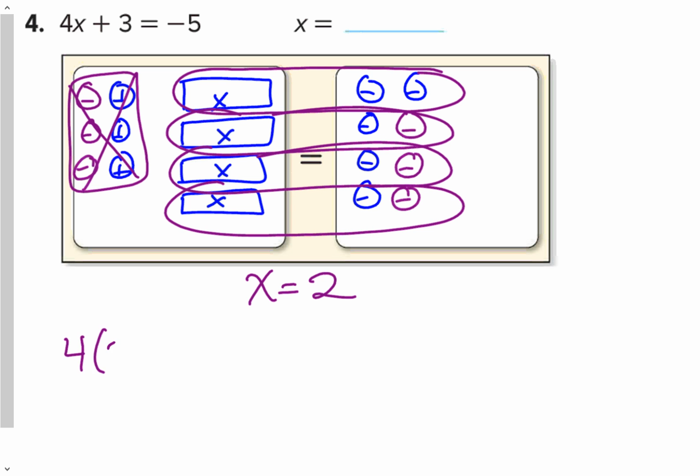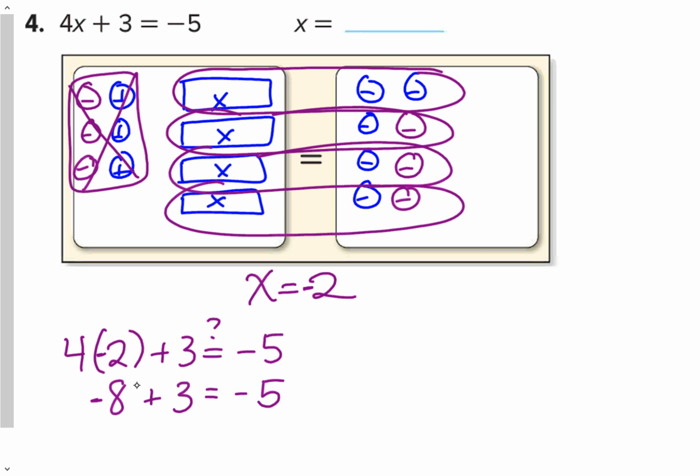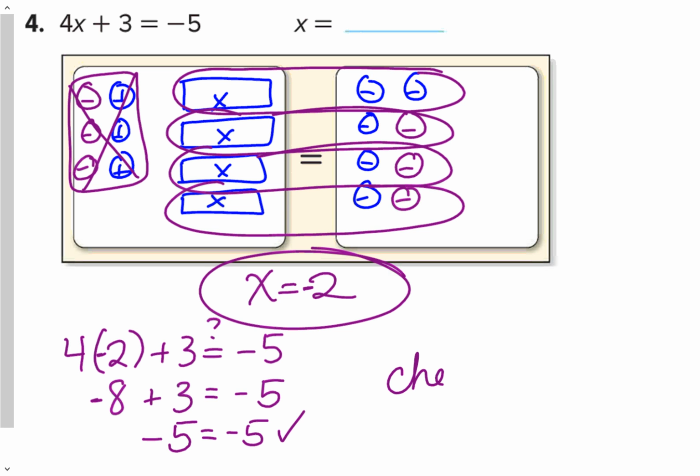So multiply 4 times 2 plus 3. Does that equal negative 5? 4 times 2 is 8. Oops, I'm sorry. See what I did there? It's supposed to be negative 2 because there are negative chips. So negative 8 plus 3, does that equal negative 5? And this equals negative 5. So our answer is x equals negative 2. Do you see what I did there? You have to check your work. Because the only way that I knew that I was wrong was that I would have had 8 plus 3 and that equals 11, and that's how I knew that I was supposed to put negatives.